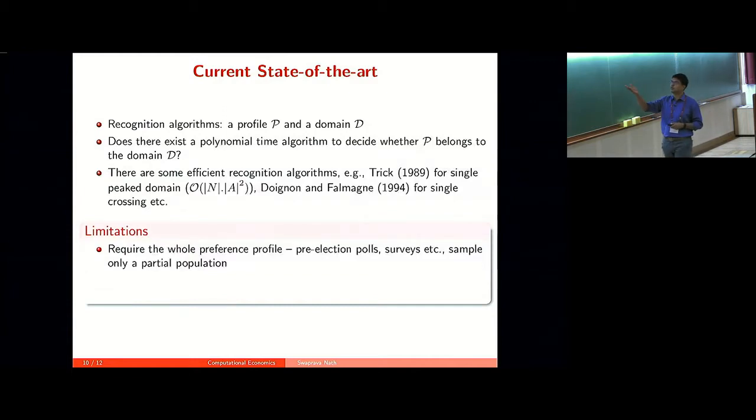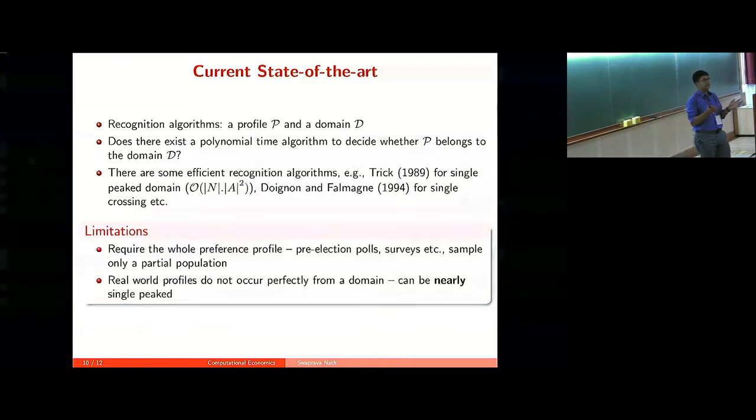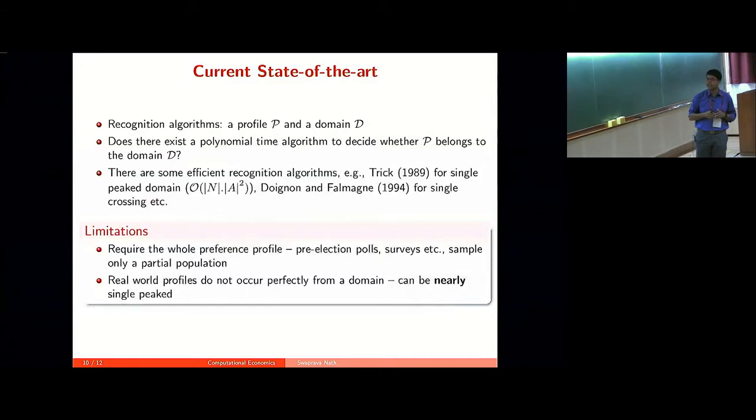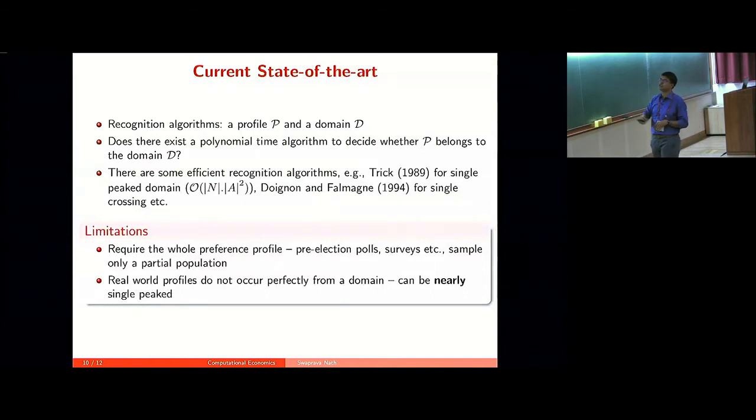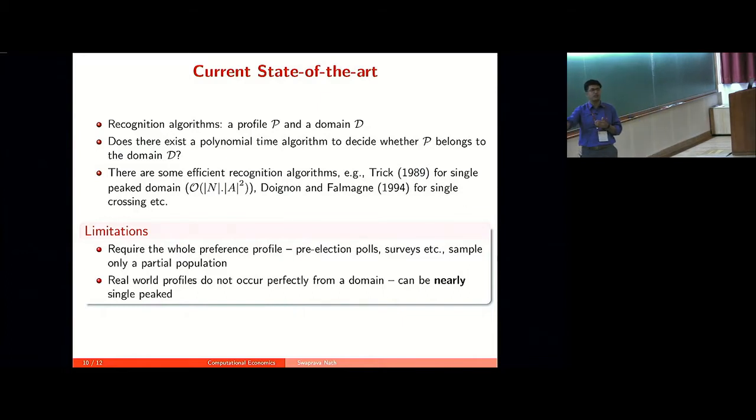In particular, the pre-election polls or surveys only sample a partial population, which does not scale with the population. So if you have a certain amount of resources, you cannot really ask everyone to fill in a survey. The second important point is that none of our preferences match exactly with a specific domain. It could be very close to a single-peaked domain, but it might not be perfectly in the domain. So the answer from this kind of algorithm will give you a no, which is not very useful because we do not know how far we actually are from a single-peaked domain.